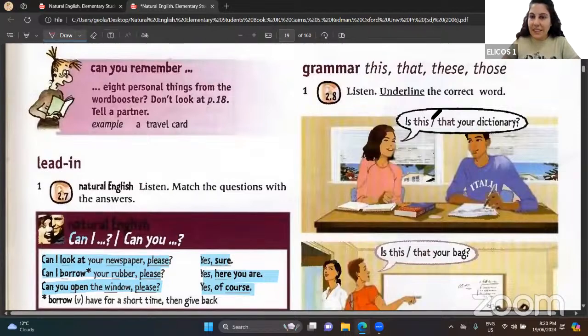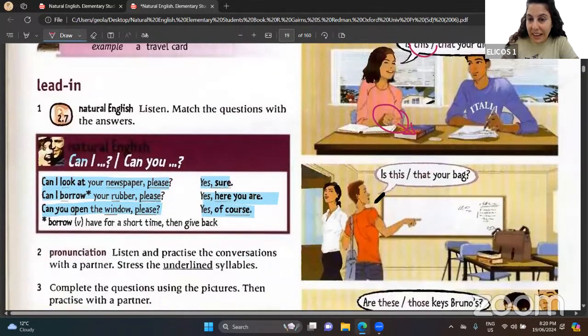Let's have a look at using this, that, these, and those. So we're looking at the object. So is this your dictionary? So she would say this because it's very close to her. Okay, can you see the dictionary is very close to her? But he would say, which one? This or that? Yeah, because it's far away. Is that your bag?